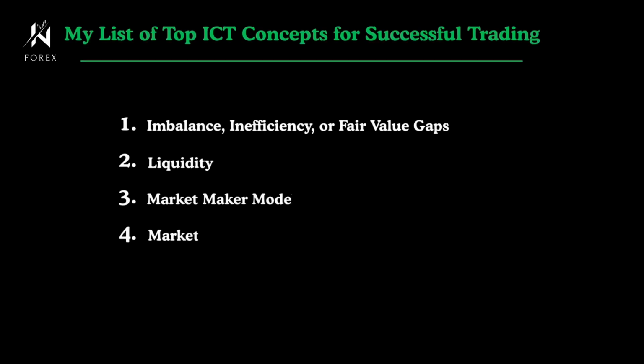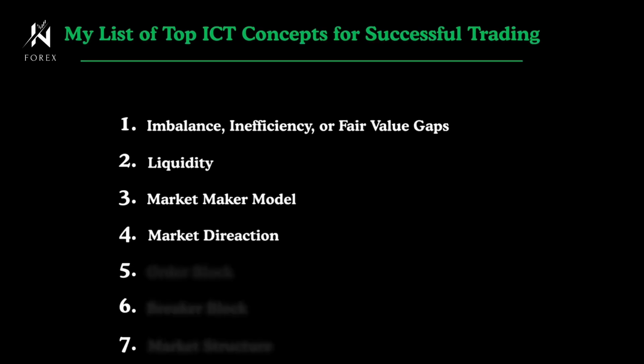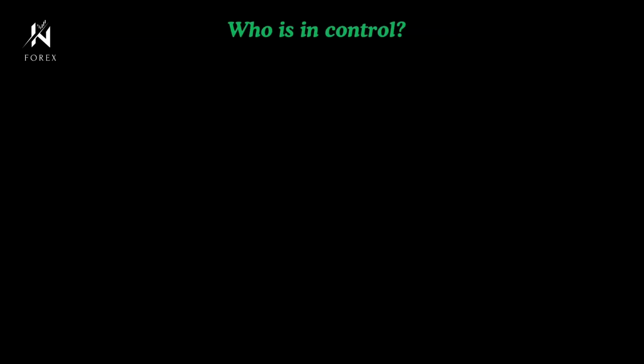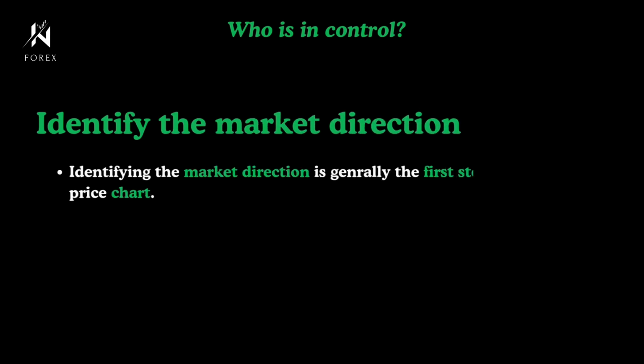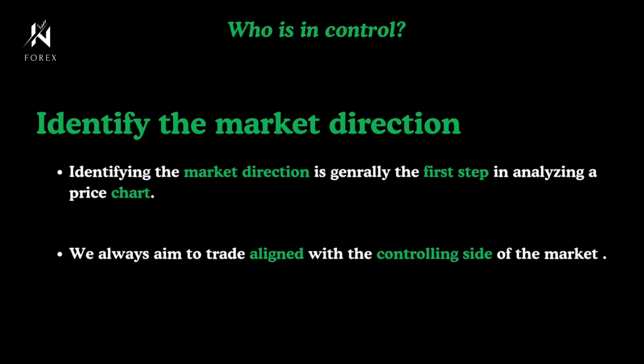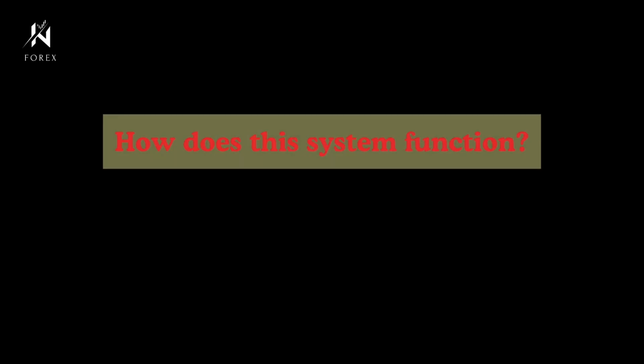On the other side, market direction: who is in control? Determining the overall market direction is typically the initial step when analyzing a price chart. The goal is to identify the prevailing trend and assess whether buyers or sellers are currently in control. Our strategy always focuses on trading in alignment with the dominant force in the market. How does this system function?